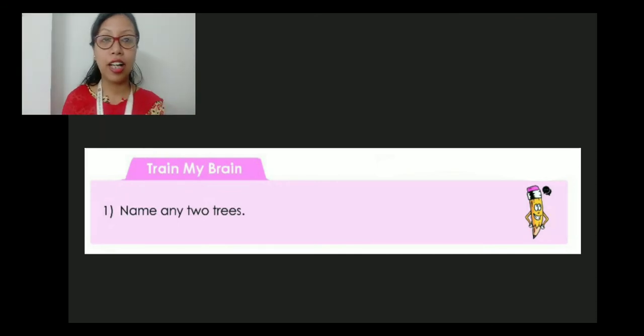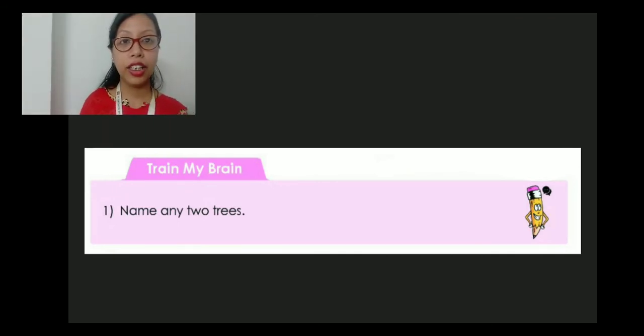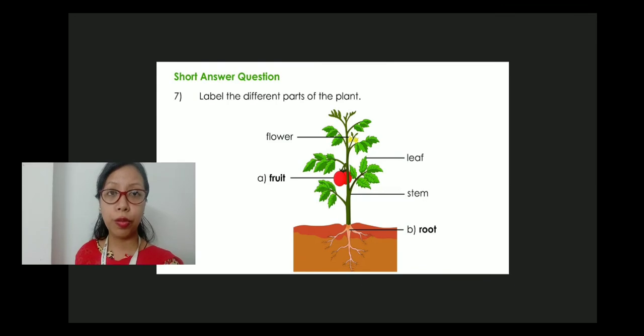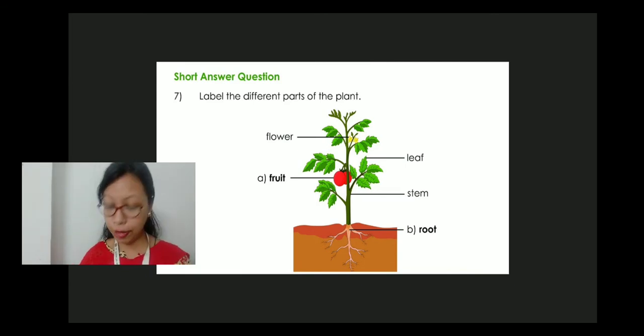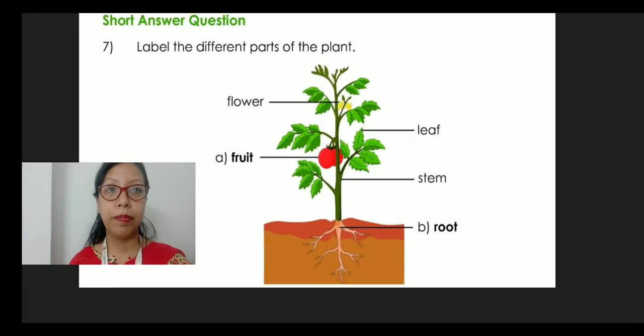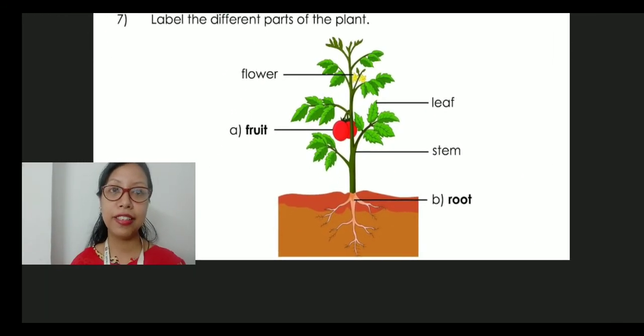So this is it. Now let's come to the Train My Brain. Name any two trees. You can either write mango tree, banyan tree or neem tree. Then we come to the workbook part, that is question number 7. Label the different parts of the plant. We have already discussed the different parts of the plant: leaves, stem, root, flower and fruit, right? So you have to label the different parts of the plant that is given here.